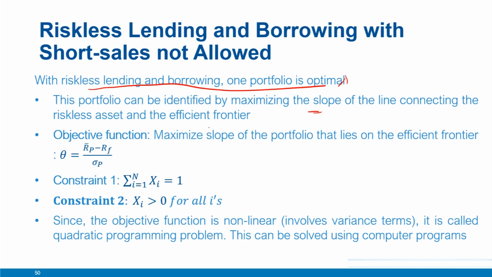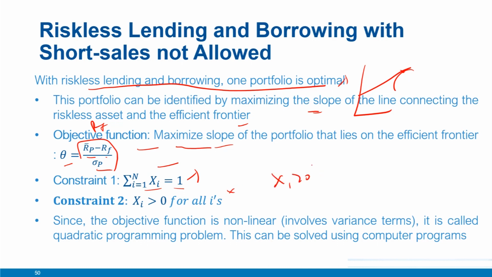Remember the theta slope of the line connecting the riskless asset RF and the efficient frontier, if you recall this maximization procedure. The objective function that we decided to maximize was the slope of the line to the portfolio that lay on the efficient frontier, theta equals rp bar minus rf upon sigma p. This is what we maximized. Now we had a constraint, that is summation of xi equal to 1, but now because short selling is not allowed, we need to put an additional constraint that xi is greater than or equal to 0 for all the i's. That means no weight should be less than 0.